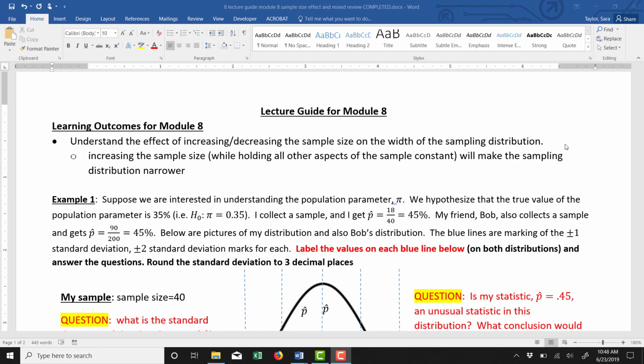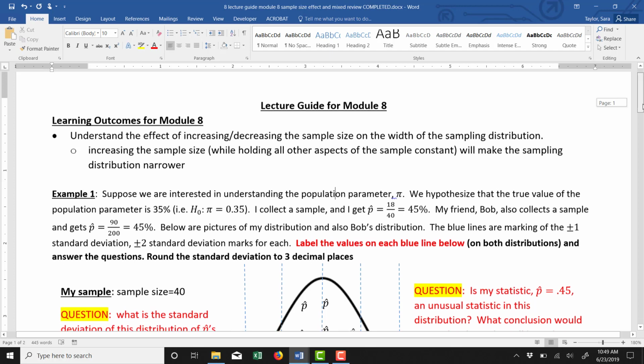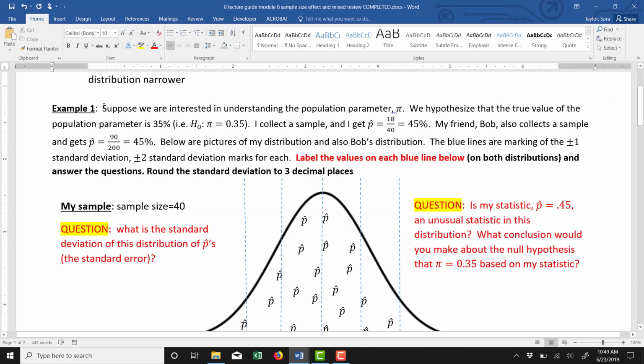This is Module 8. We're going through Example 1. We're going to discuss and try to get an understanding of the effect on the sampling distribution when we change the sample size. Let's read through the problem.